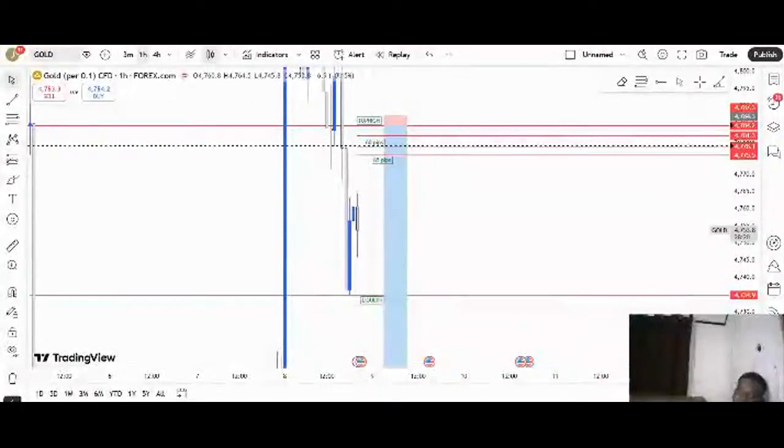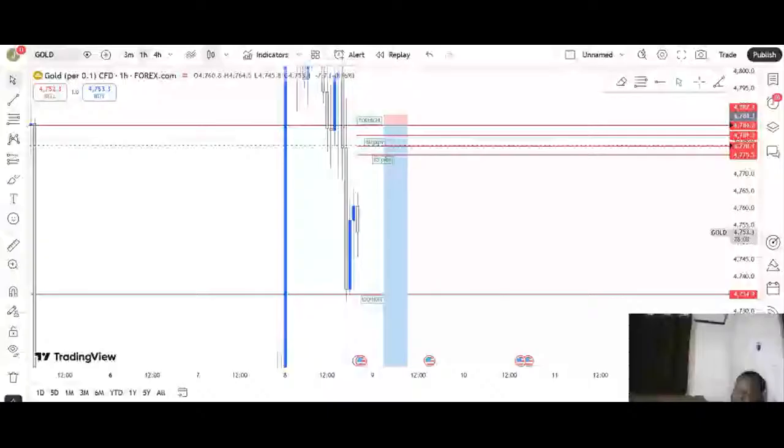So when the time hits 8:40, we shall have to get out from the markets because we're having FOMC news at around 9 p.m. So at 8:40 we have to exit the market until tomorrow.